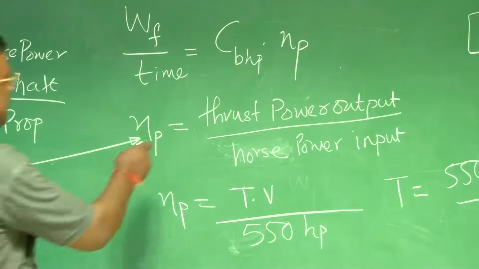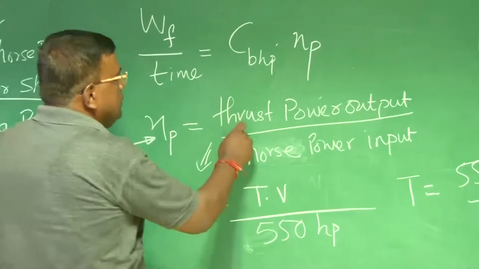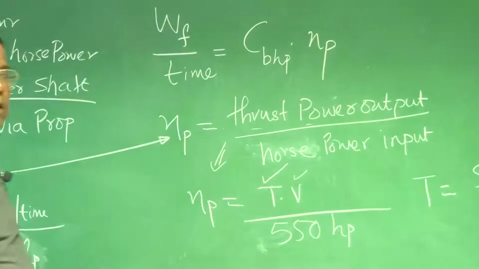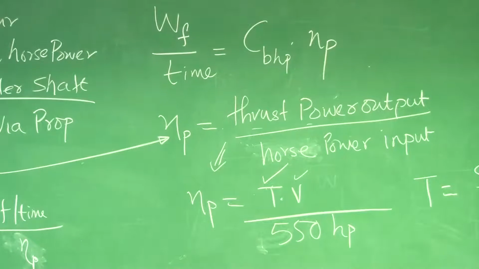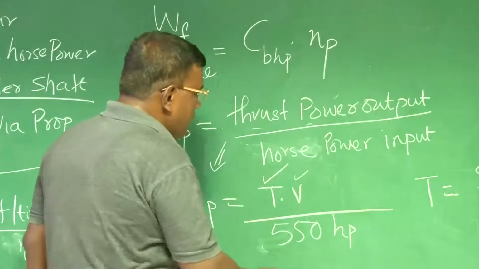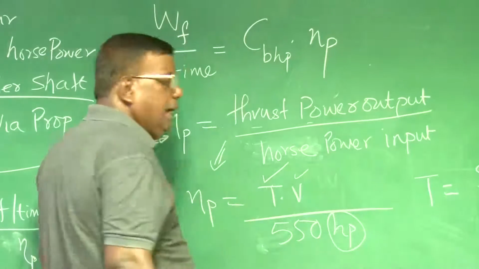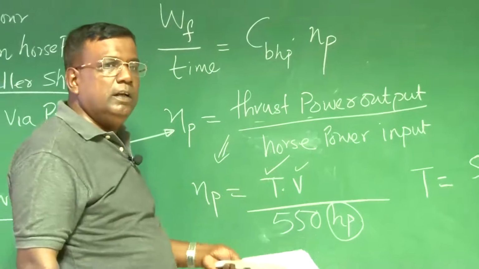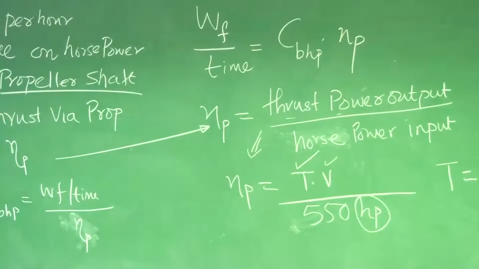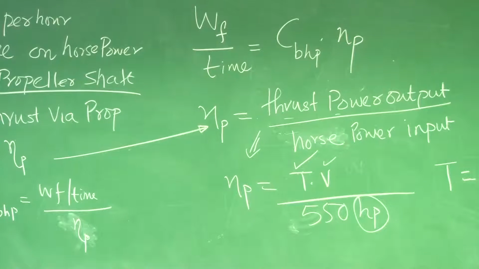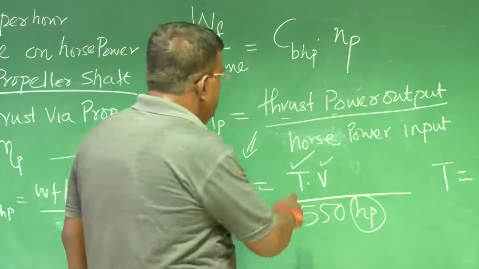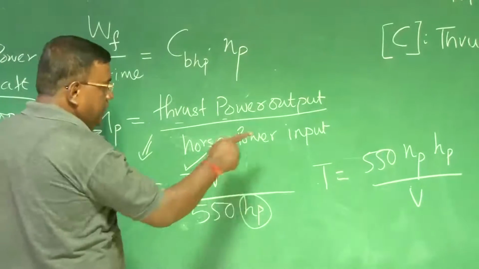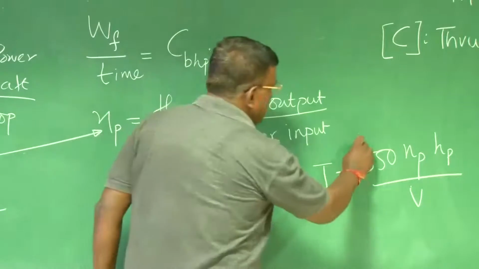So if I write now a little more here, I know thrust power output is nothing but thrust into V, the speed at which the airplane is moving. And what was the horsepower input? That was horsepower, HP at the brake, but to be consistent in units, I have to multiply by 550 because I know the relationship for converting horsepower into the FPS power unit. Okay. So once I know what NP is, by using this equation, I can write thrust equal to 550 into NP into HP divided by V. No issues.